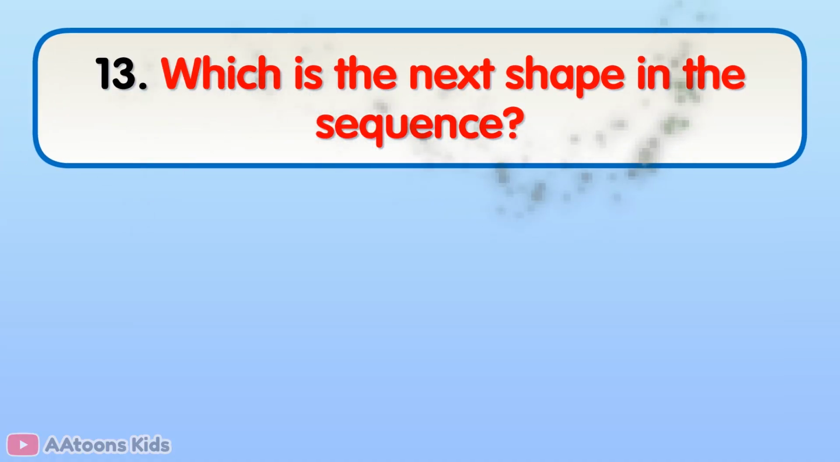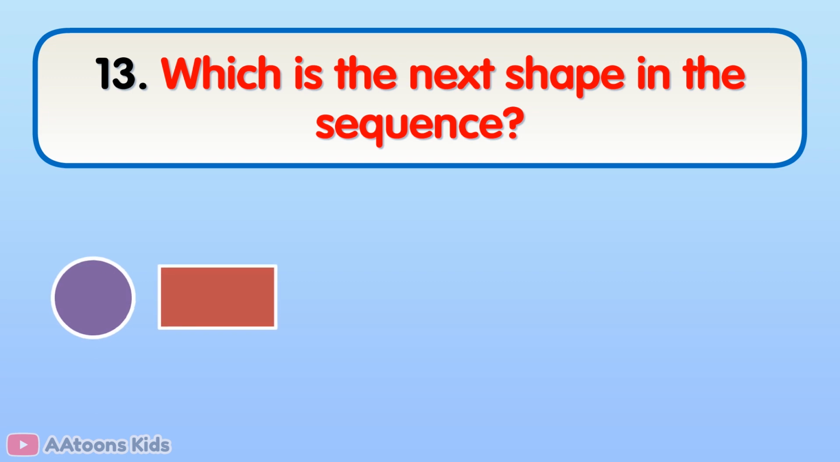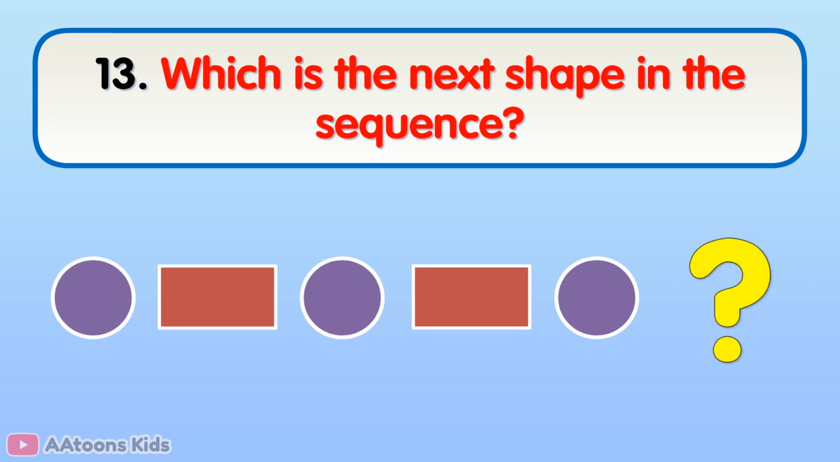Which is the next shape in the sequence? Circle, rectangle, circle, rectangle, circle. Rectangle. The sequence is arranged like circle and rectangle. So the rectangle comes after the circle. So the next shape after circle is rectangle.